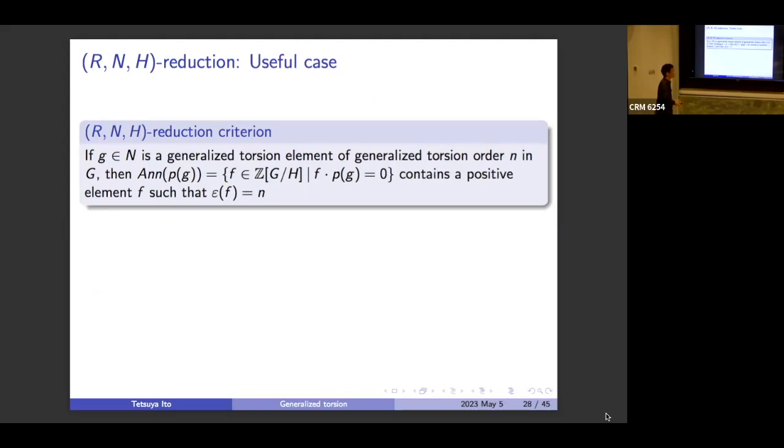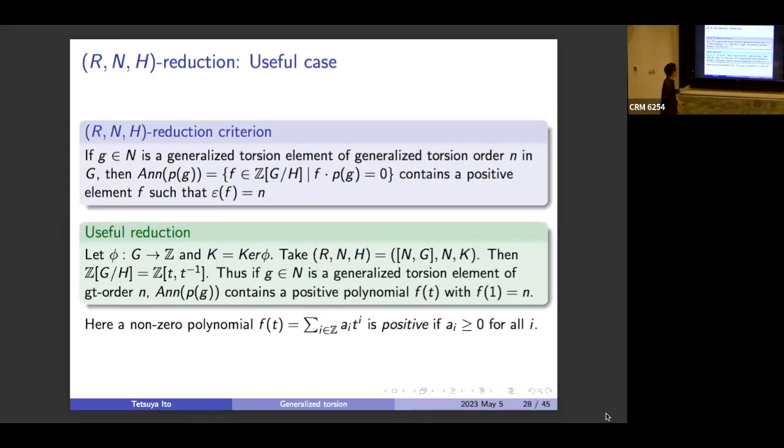Here, I would like to explain the most useful case. Let us take the reduction with G and Z, and K, where K is the kernel of the map from G to Z. Those who know the Alexander polynomial can just imagine that it is the Alexander polynomial setting, as I will discuss shortly. Then this reduction criterion says that z is a generalized torsion element if and only if its annihilator ideal contains a positive polynomial such that its evaluation at 1 is n. Here, positive polynomial means that its coefficients are non-negative.